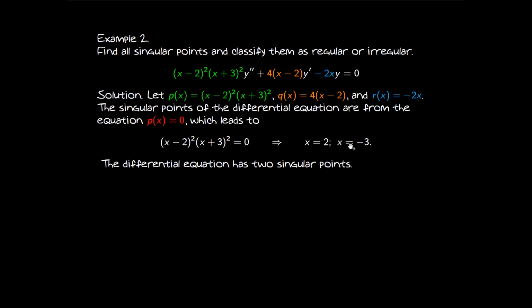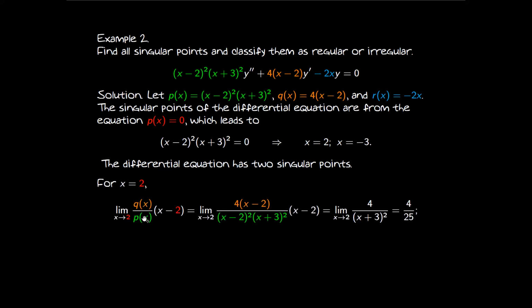And to classify them, we need to once again check the 2 limits for each of them. So for x equal to 2, you're going to do Q over P and x minus 2 as x approaches the same point 2. Now you plug the coefficient functions in, you do the corresponding cancellations, and then you end with a function which is well defined when x approaches 2. So you simply evaluate it, and you're going to get a finite value, 4 over 25.